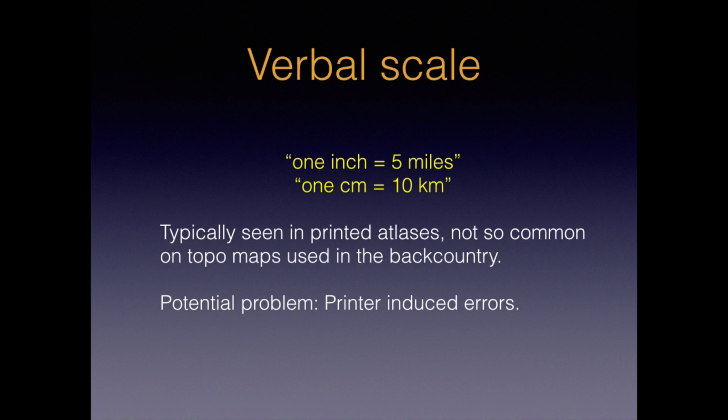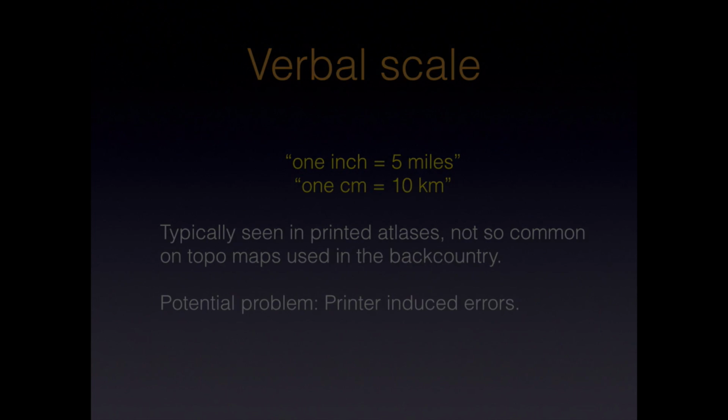A verbal scale expresses in words a relationship between a map distance and a ground distance. It's written like 1 inch equals 5 miles, or something like that. This is usually seen on maps like a road atlas, and it's not so common on topographic maps. One potential problem with the verbal scale is this: if a map is enlarged or reduced on a photocopier or a printer that's trying to be helpful, the verbal scale is going to be incorrect.